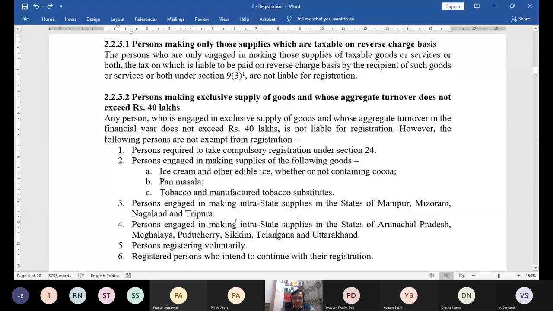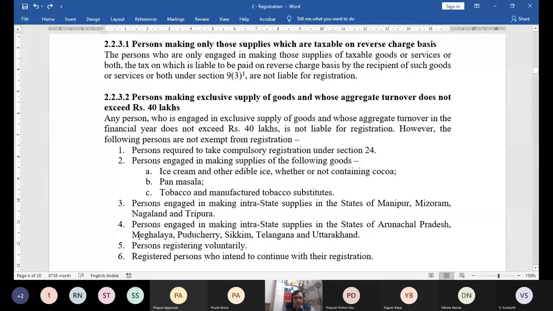Similarly, if I am engaged in making intra-state supplies, you can see this word intra-state supplies, in Arunachal, Meghalaya, Puducherry, Sikkim, Telangana and Uttarakhand, I cannot take the plea of exemption of registration under this provision. Whether I am liable or not depends upon other sections.